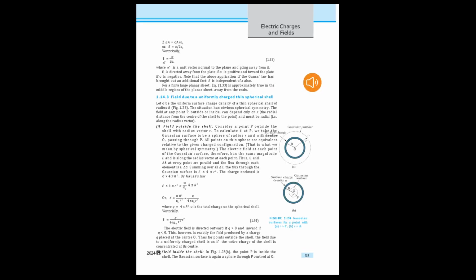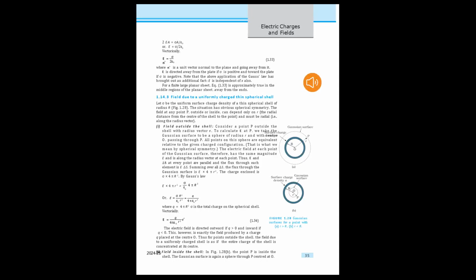The electric field is directed outward if q is greater than 0 and inward if q is less than 0. This, however, is exactly the field produced by a charge q placed at the center O. Thus, for points outside the shell, the field due to a uniformly charged shell is as if the entire charge of the shell is concentrated at its center.